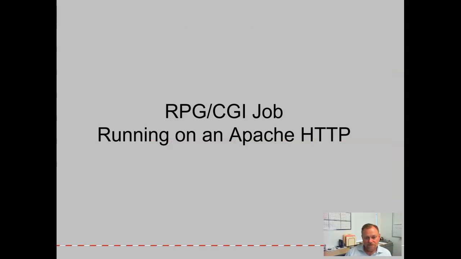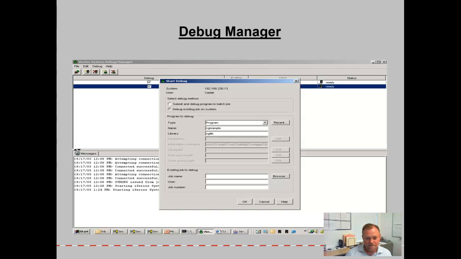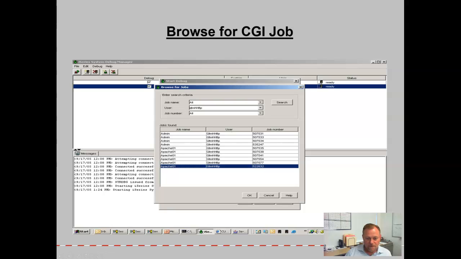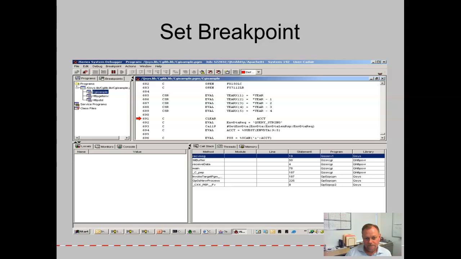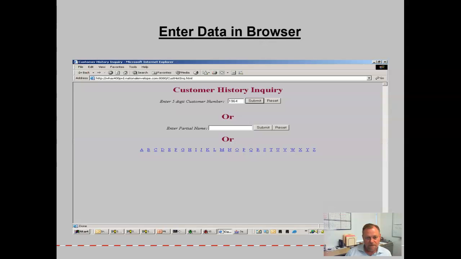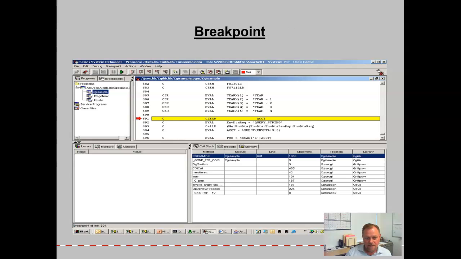I've even used this to debug RPG CGI jobs running Apache. Simply type in your CGI program name and library. You need to pick the HTTP job, set a breakpoint, launch my browser, specify some data, and I'm at my breakpoint.